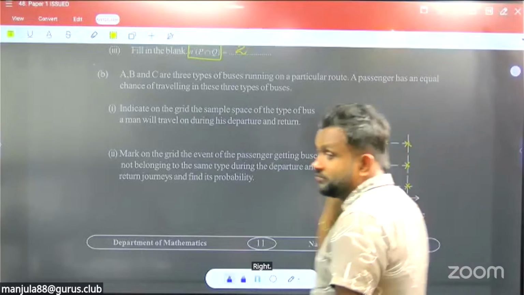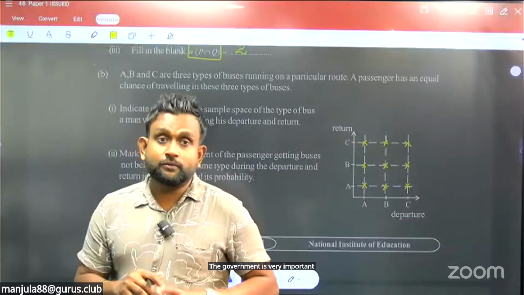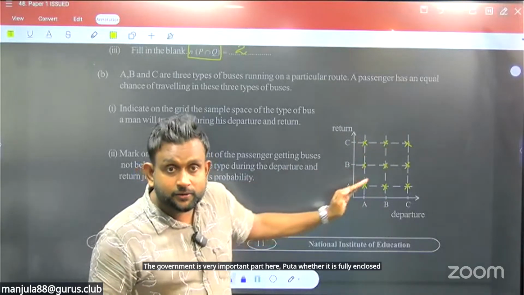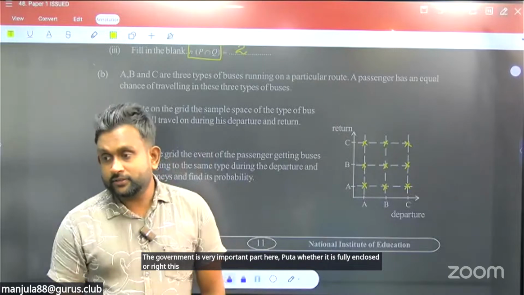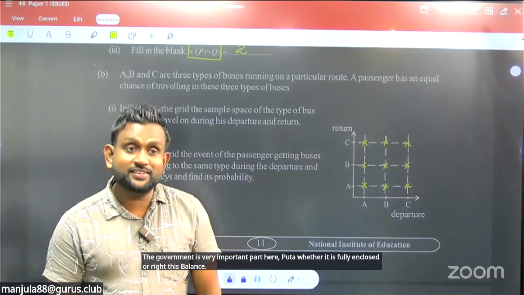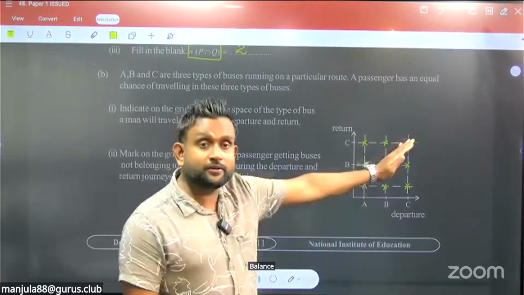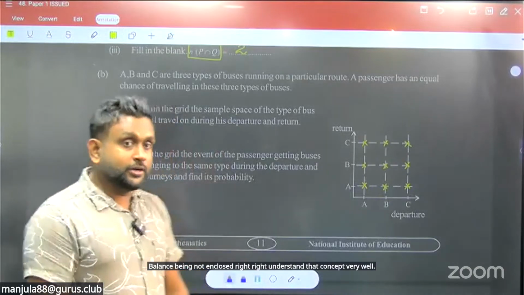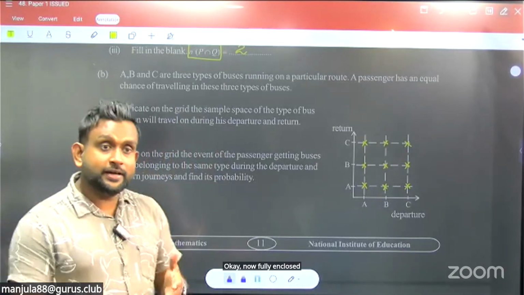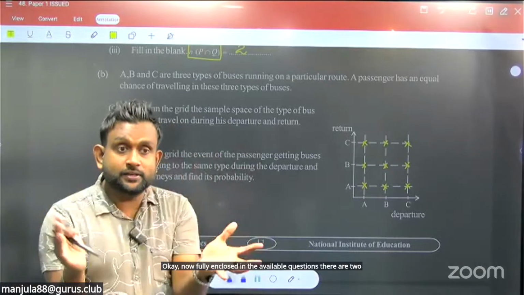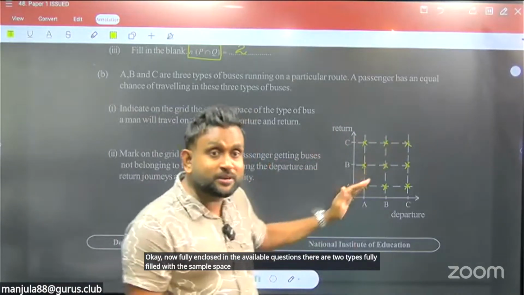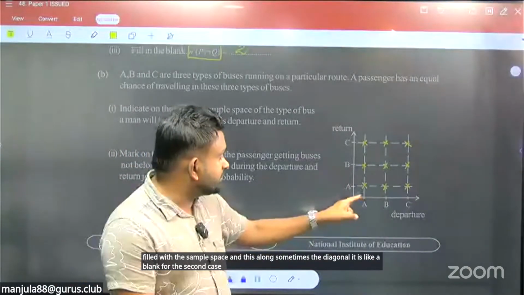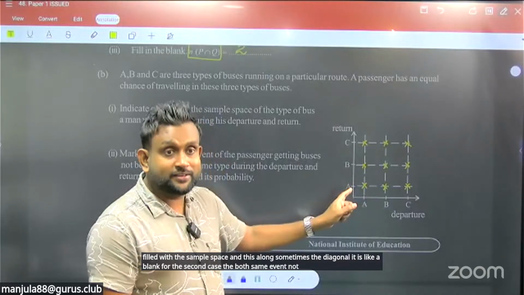The very important part here is whether it is fully enclosed or not enclosed, right? Understand that concept very well. Now fully enclosed. In the O-level questions, there are 2 types: fully filled with the sample space, and sometimes along the diagonal it is like a blank. For the second case, the same event is not possible for both.